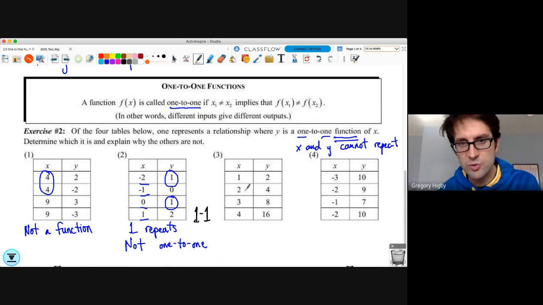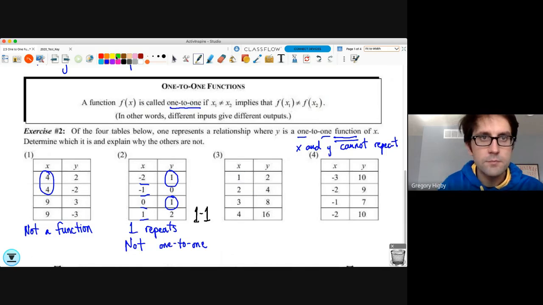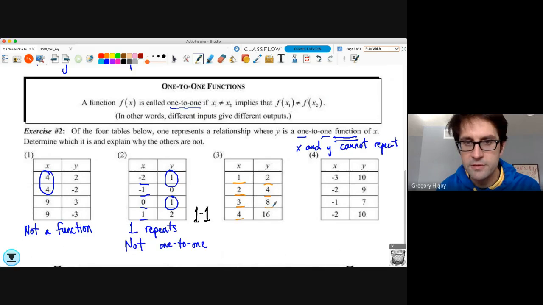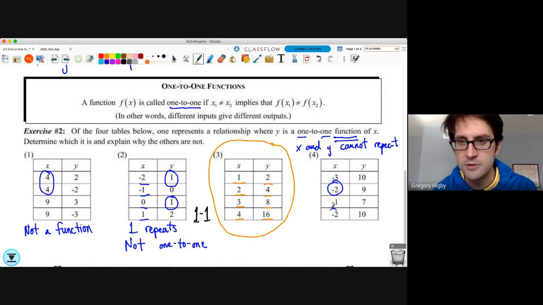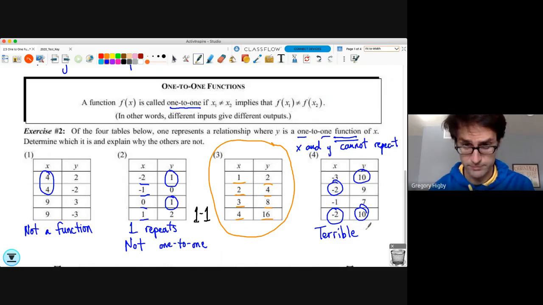So do you see any issues with number 3? X's do not repeat. Y's do not repeat. So this is the one we want. And there's a lot of things wrong with option 4. First of all, it's not a function. And then second of all, there's y values that repeat. So this one's just terrible. That's not a good explanation, by the way, I'm just pointing out that it's not a function and it's not one-to-one.